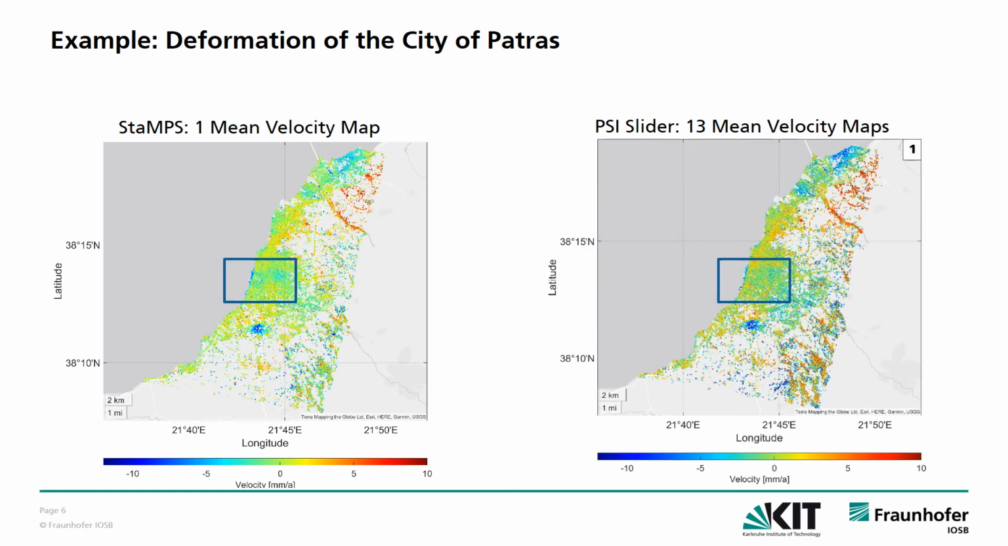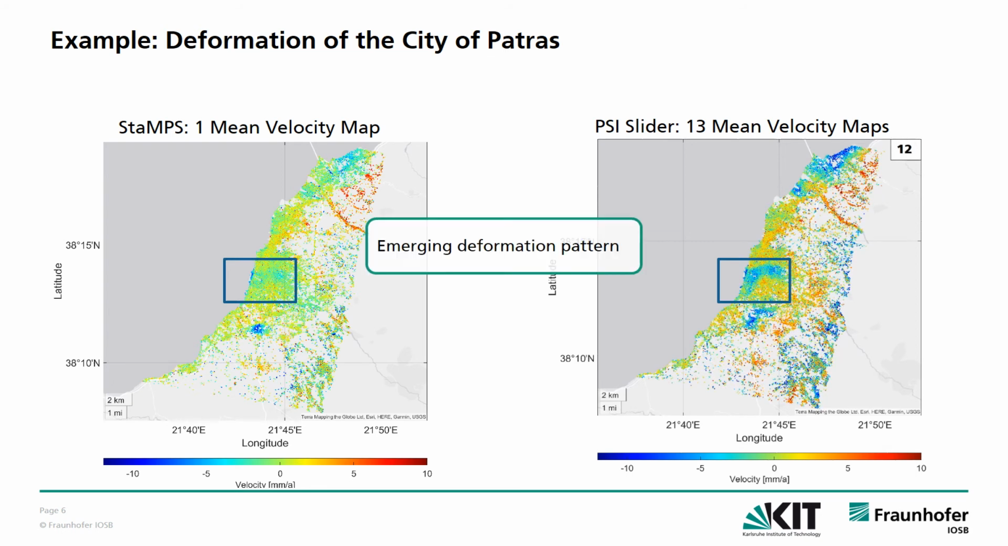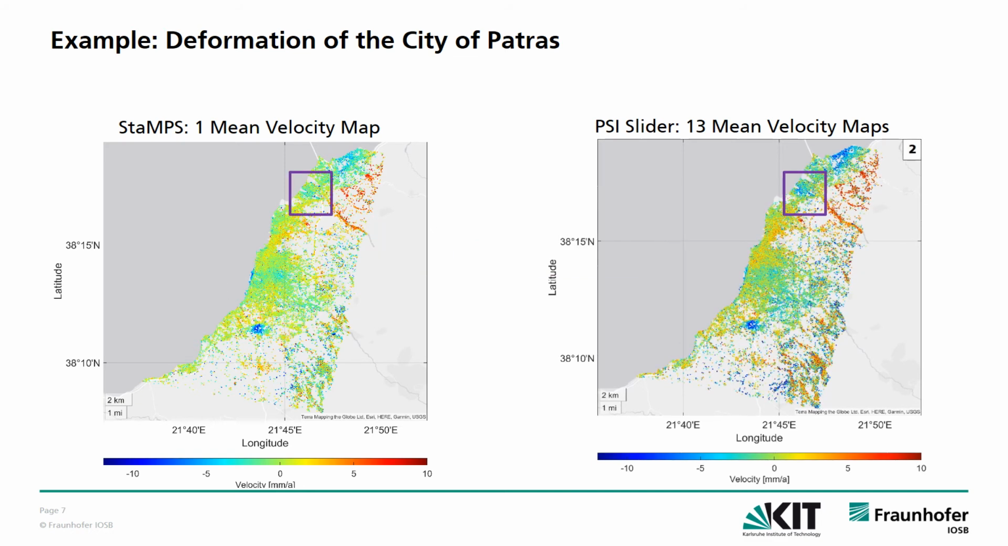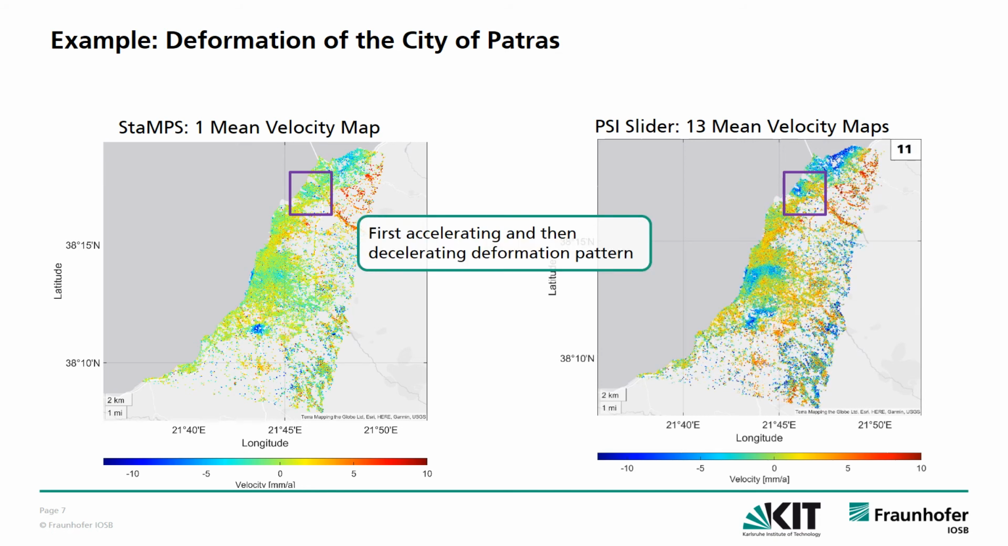If we compare the area in the blue rectangle, you can see that in the deformation map on the left side there is no noticeable deformation pattern, while in the deformation maps on the right side there is a deformation pattern which emerges over time. The third area I want you to focus on is marked with the purple rectangle. The deformation pattern is first accelerating and then decelerating in the deformation maps on the right side, while in the deformation map on the left side there is no noticeable deformation pattern at all.